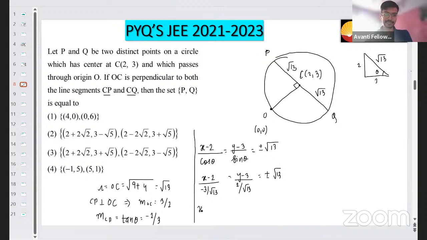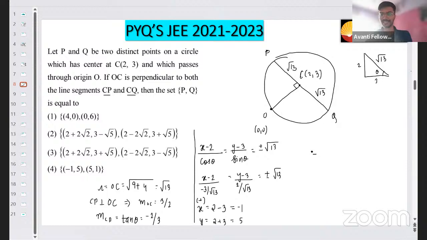So what will I get as the x coordinate? Remember, plus was for point P and minus √13 was for point Q. So x coordinate, if I use plus sign, I'll get 2 minus 3. Am I correct? Yeah. Which is equal to -1. And y will be equal to 2 plus 3, which is equal to 5, if I take plus √13.